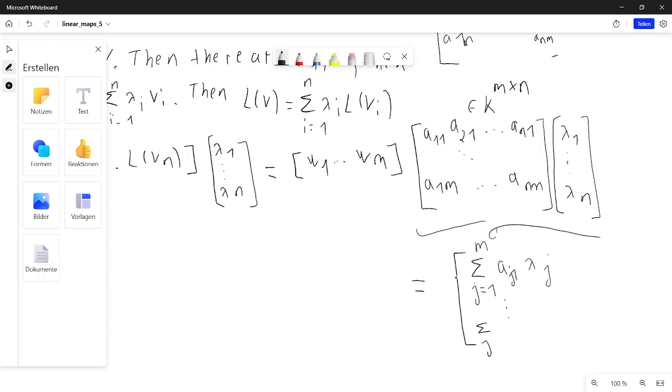And we get here j equal to m. Sorry, because we go to n here, and we go through 1 to m here, right? Of course, a_jm here, the last one, lambda_j. But well, this is now in k, m cross 1.